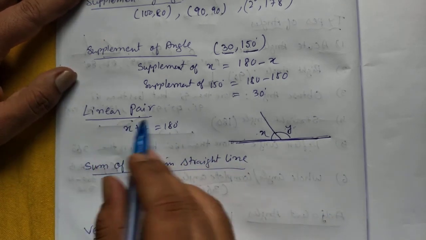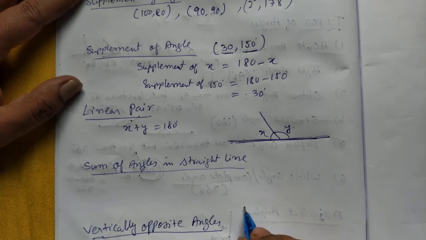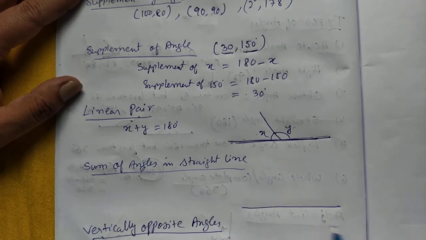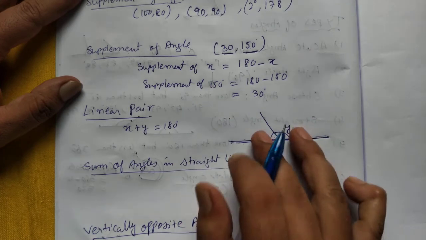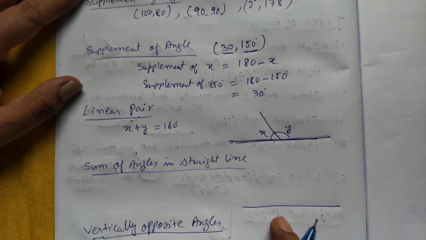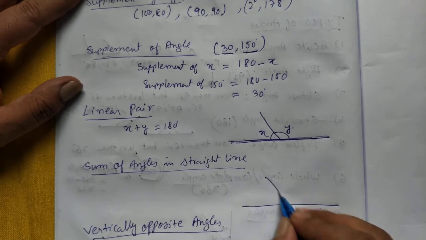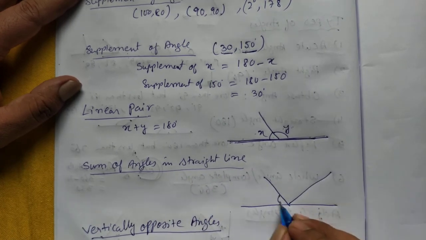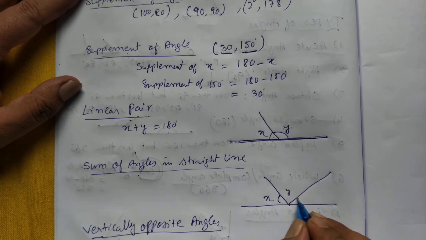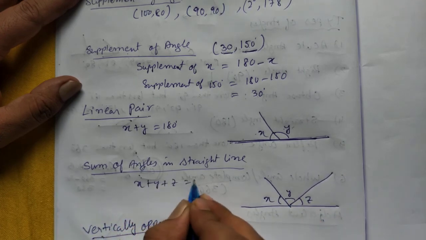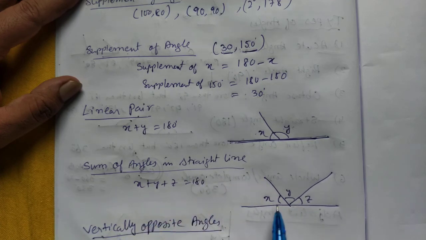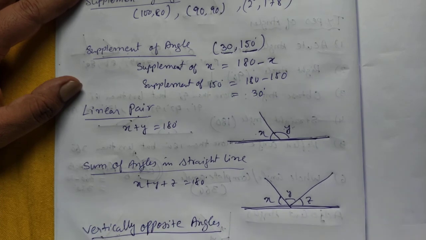Sum of the angle in a straight line. Now this is linear pair, but sum of the angle in a straight line can be more than two angles. Linear pair means only two angle, but sum of angles in a straight line can be more than two also. Suppose this is x, this is y, this is z. If I add x plus y plus z, it will be 180. We don't use the term linear pair in this case. We say just straight angle only.